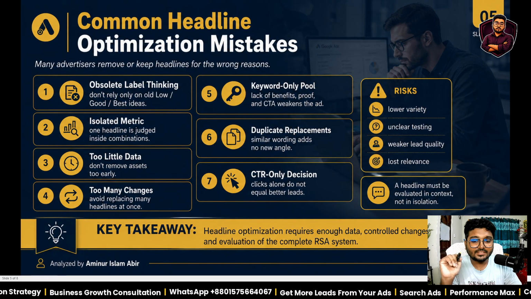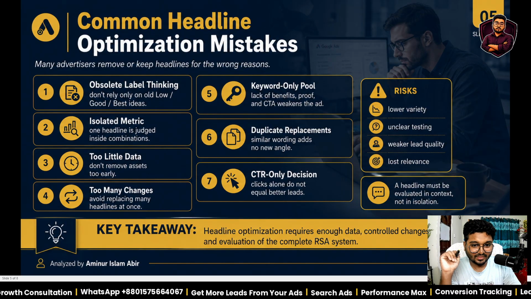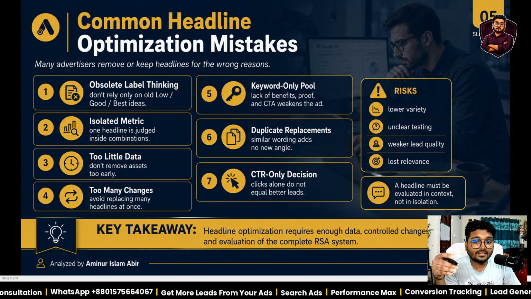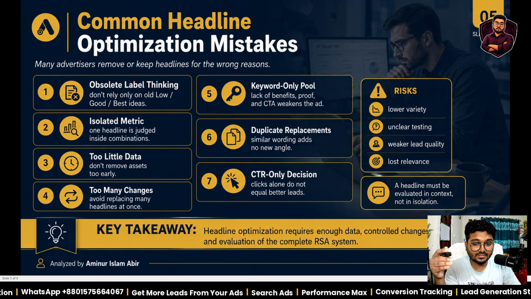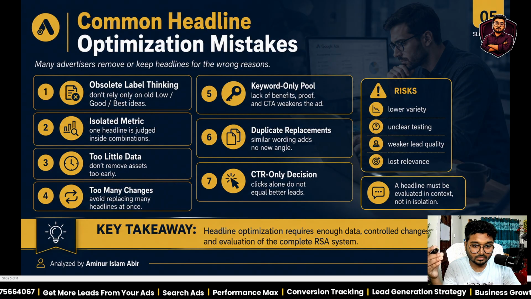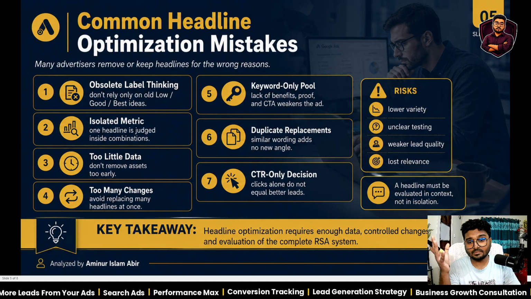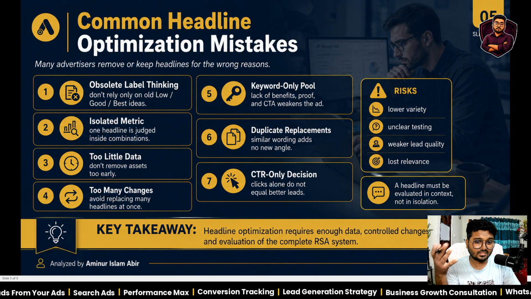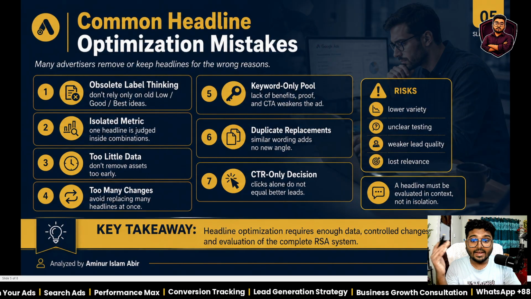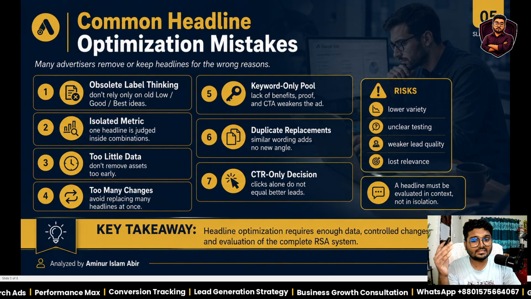The first mistake is looking only for an old, low, good, or best label instead. Review the available asset data and the full RSA result. The second mistake is judging one headline as if it appeared alone. Headlines normally appear inside combinations. Its result may be affected by other headlines, descriptions, searches, users, and actions. Headline data can guide us, but it is not always foolproof by itself.